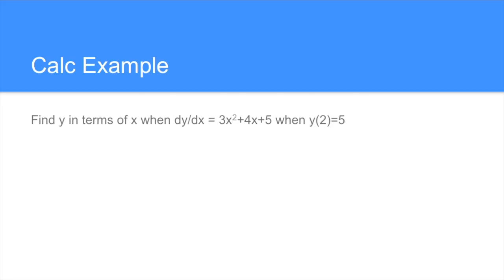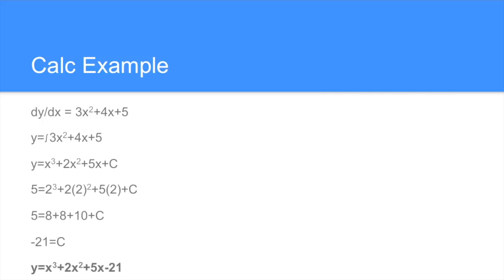Find y in terms of x when dy/dx equals 3x squared plus 4x plus 5 when y of 2 equals 5. To solve for y, we must take the integral of each side. Once we have found the antiderivative, we need to make sure to add plus c to the end of the equation to find the constant that makes the equation true. We then plug in our y of 2 equals 5 into the equation and solve for c, getting our answer to be y equals x cubed plus 2x squared plus 5x minus 21.